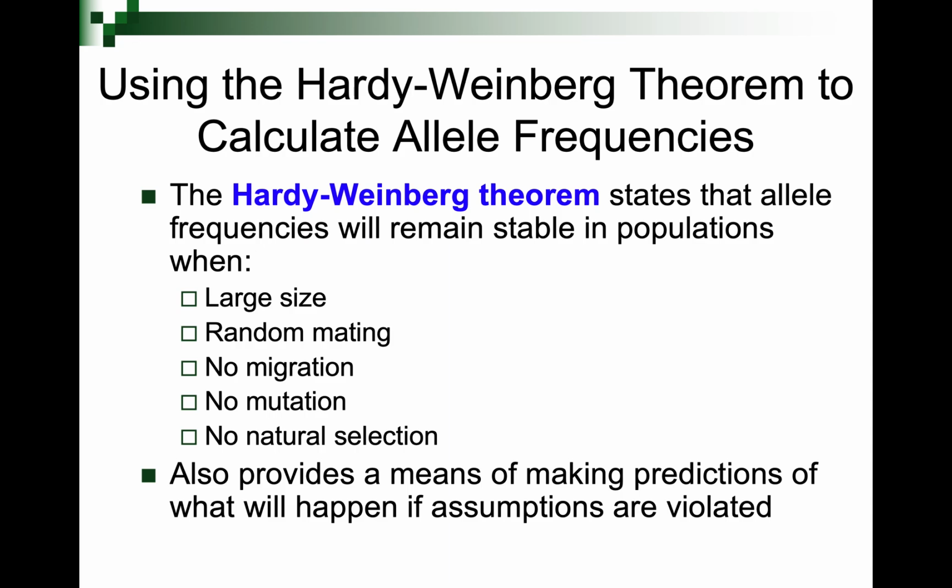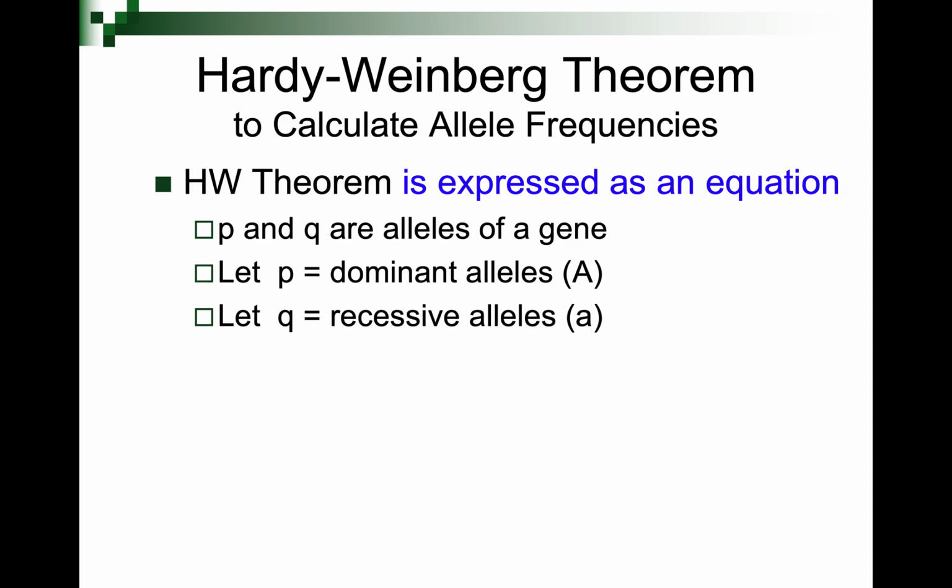And that's really important because in science, if we want to test whether a population is evolving, our hypothesis is not the population is evolving. Our hypothesis should actually be the population is not evolving. That's what we call a null hypothesis, right? And so the Hardy-Weinberg theorem helps us figure out whether the population is evolving so that we can reject our hypothesis that it is not evolving. Okay, hopefully that makes sense. Let's replay that. Think about it a little bit, but that's what we're doing. The Hardy-Weinberg also provides a means of making predictions of what will happen if assumptions are violated.